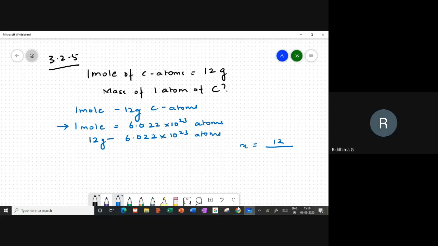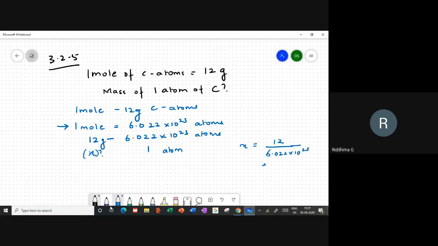Okay, they've asked you one atom, not 1 gram. So there'll be 1 here and X here. You're making the same mistake again. They've asked you the mass of one atom, so this will be X here. Yeah, so now it's correct. It will be 12 by 6.022 into 10 to the power 23. This will be your answer.